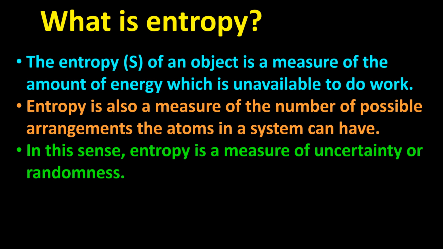So what is entropy? Well, entropy, which is symbolized by the capital letter S, the entropy of an object is a measure of the amount of energy which is unavailable to do work. Entropy is also a measure of the number of possible arrangements of the atoms in a system that they can have, and in a sense, entropy is a measure of uncertainty or randomness. So the higher the randomness or disorder, the higher the entropy.